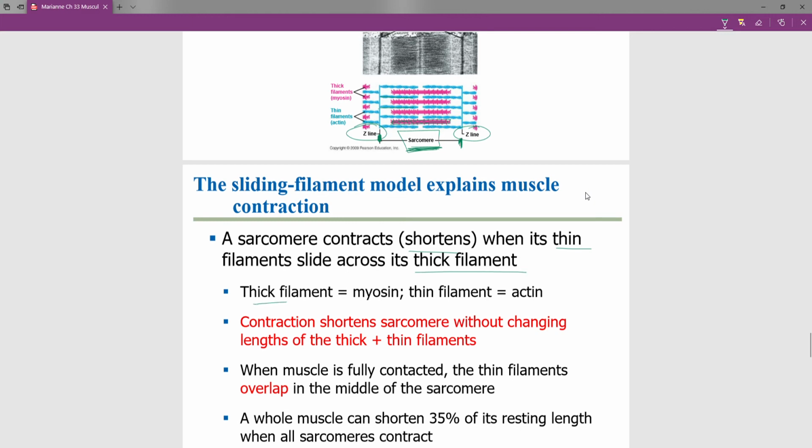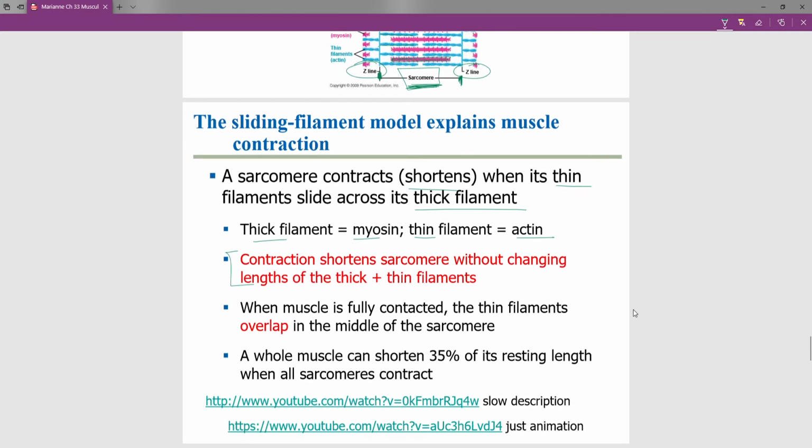So again, thick filament myosin, thin filament actin, and the contraction of a muscle shortens the sarcomere without changing the lengths of those individual filaments. And so like your fingers sliding past each other, your fingers don't get shorter, but maybe your hands do get closer together. When the muscle is fully contracted, the thin filaments overlap the middle of the sarcomere. And basically, whole muscles can shorten up to 35% of their resting length if all the sarcomeres were to contract. That's maximum contraction, so probably not you raising your forearm up and lowering down like you were maybe illustrating in that antagonistic muscles.